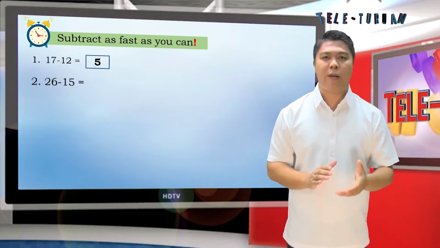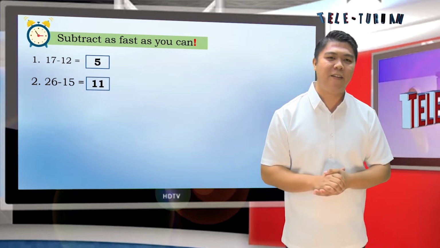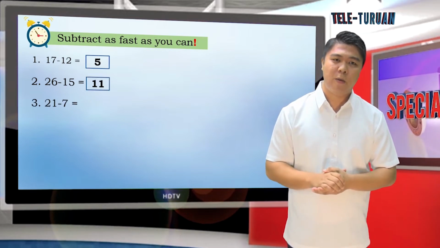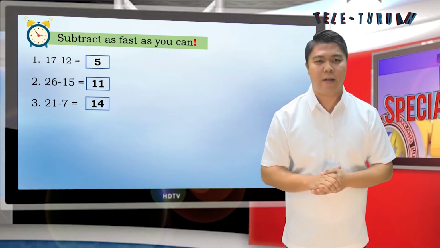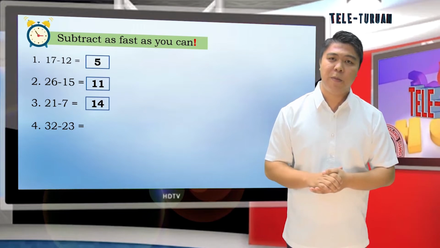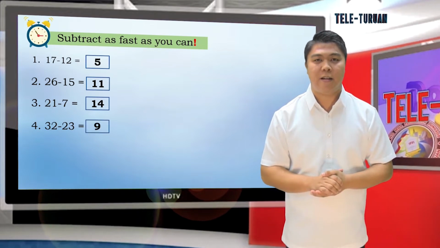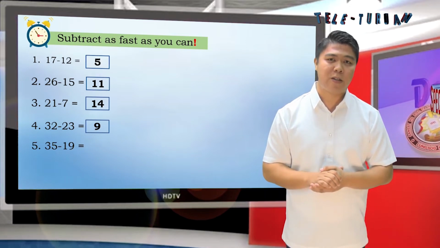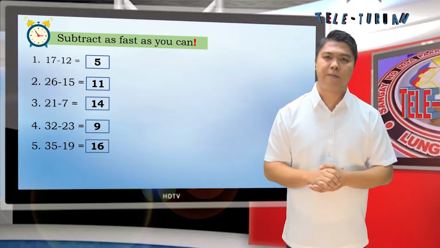Number 2, 26 minus 15. Correct. The answer is 11. Number 3, 21 minus 7. Very good. The answer is 14. Number 4, 32 minus 23. You are right. The answer is 9. Number 5, 35 minus 19. Correct. The answer is 16.